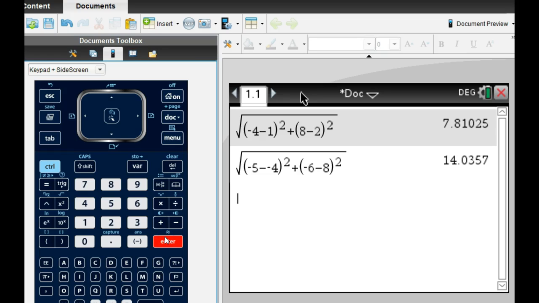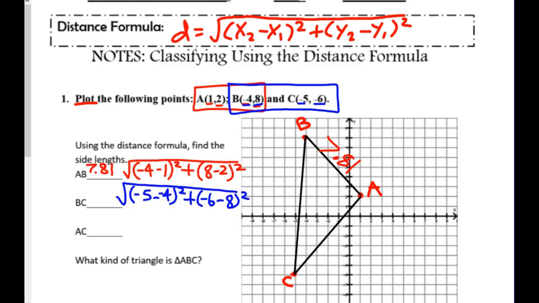We have 14.0, 4. So this 5 is going to round this 3 up. Everyone knows that 5 and up rounds up. So 14.04 as we're rounding to the hundredths place. So let's write that, 14.04. And for BC over here, 14.04.